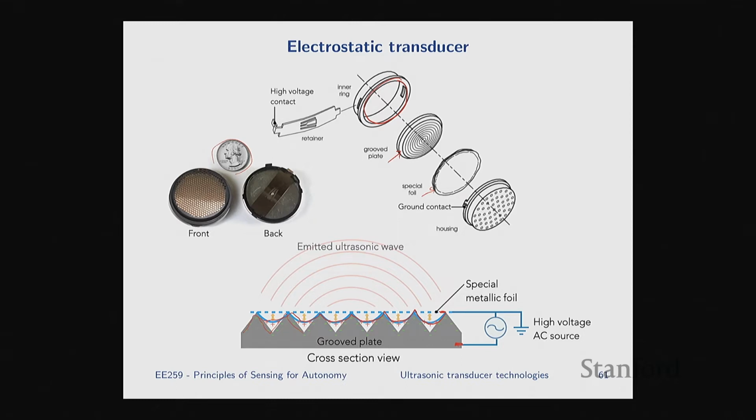And just to protect the foil, because it's very thin, usually you put a housing or a grill on top of it, so you can't touch it or puncture it. So that's your electrostatic transducer.